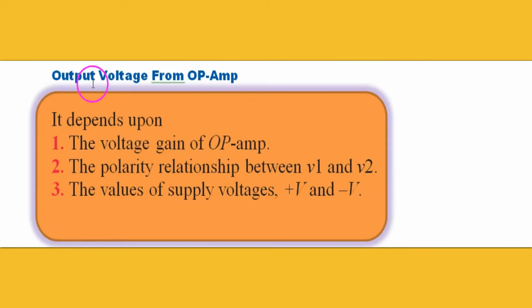The output voltage means the gain actually. Because we are giving input to the op amp and we are getting an output. The output depends upon the voltage gain of the op amp and the polarity relationship between V1 and V2, whether V1 and V2 are differential signals or common mode signals, meaning their polarities, and the value of the supply voltage, how much supply is given to the op amp. So output voltage depends upon all three.